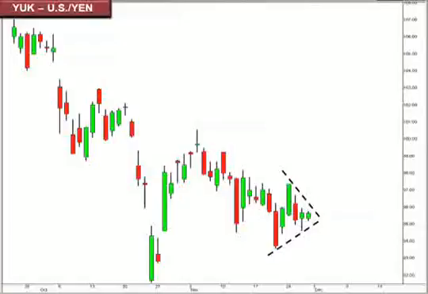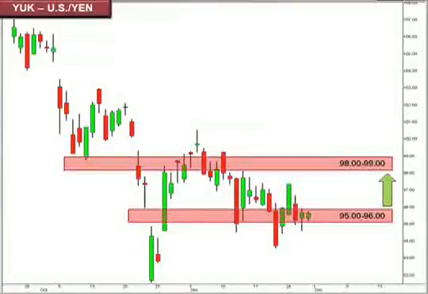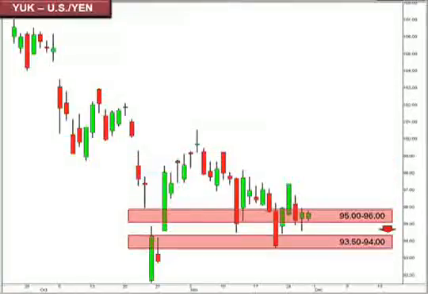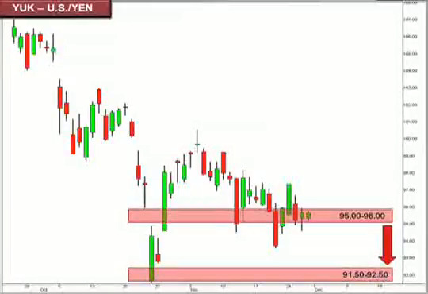Now, that being said, we find some support in here at the 95 to 96, and if that support is able to hold, the window is open for a test up into the 98 to 99 focal zone identified here. To the downside, we do have a very near-term target in at the 93.5 to the 94. A break below that would see us test that not so long ago bottom in at the 91.5 to the 92.5.